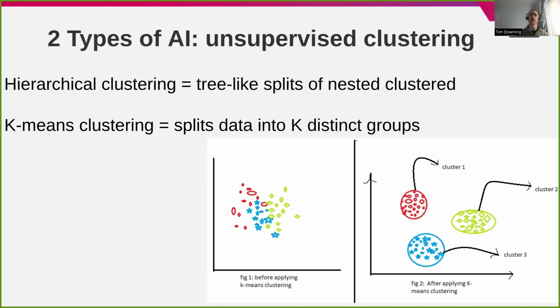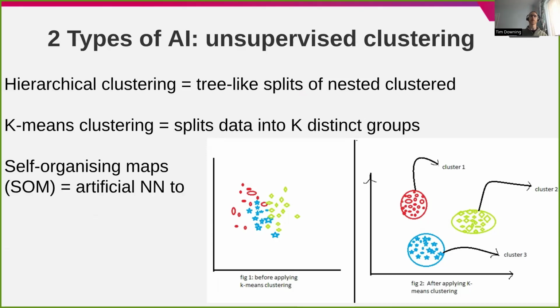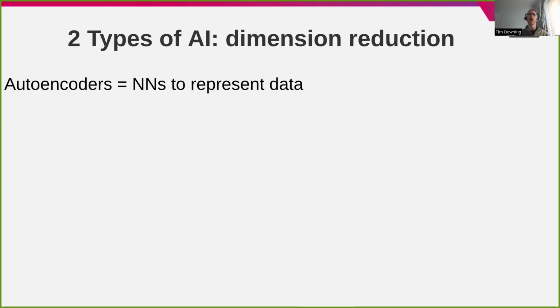Another example is k-means clustering, where unlike hierarchical clustering, which splits at every bifurcation in the tree, this has a particular number k into which we want to split our groups. So if k is 2 or 3 or 4 or 5, we might get a different result. Other examples of unsupervised clustering include self-organizing maps. These are artificial neural networks to reduce the number of dimensions that are present. And there are other ones that are effective at this as well.